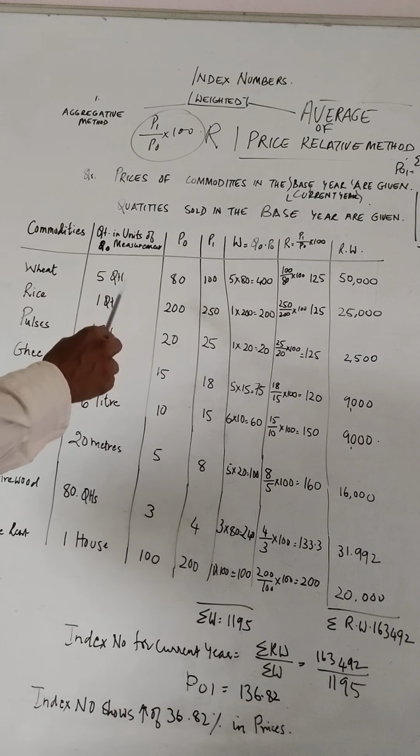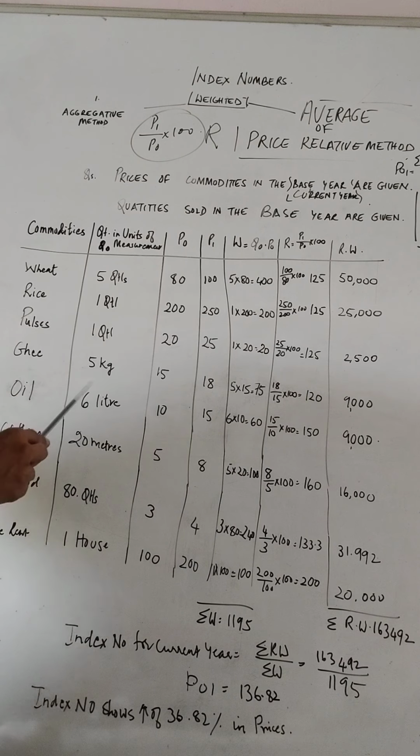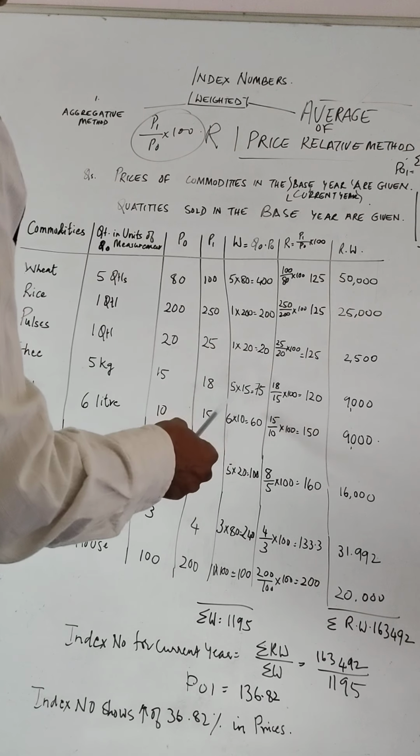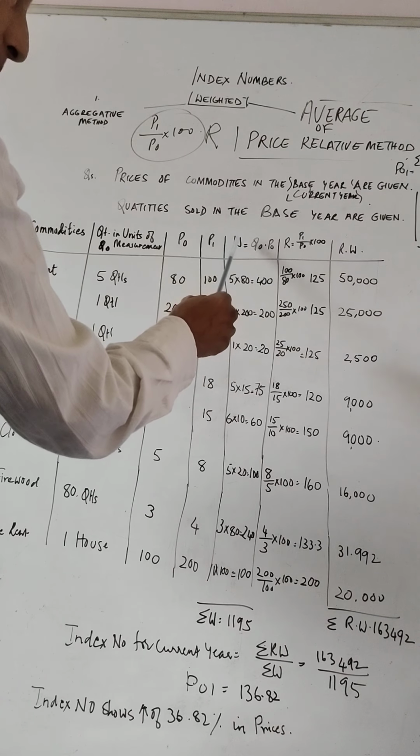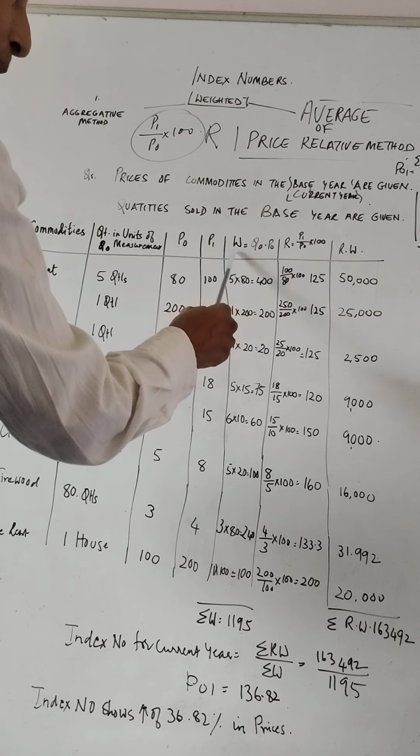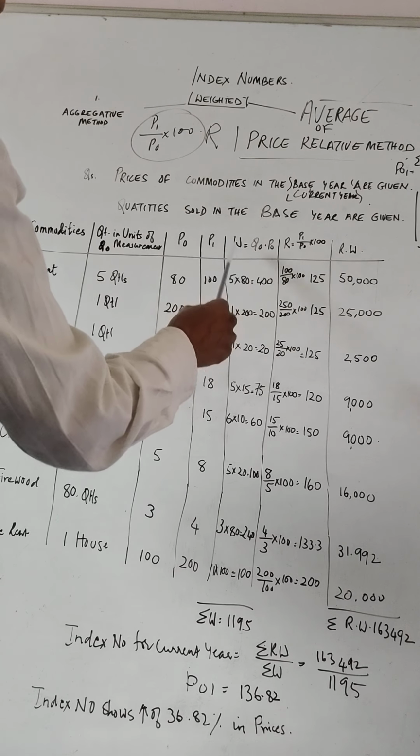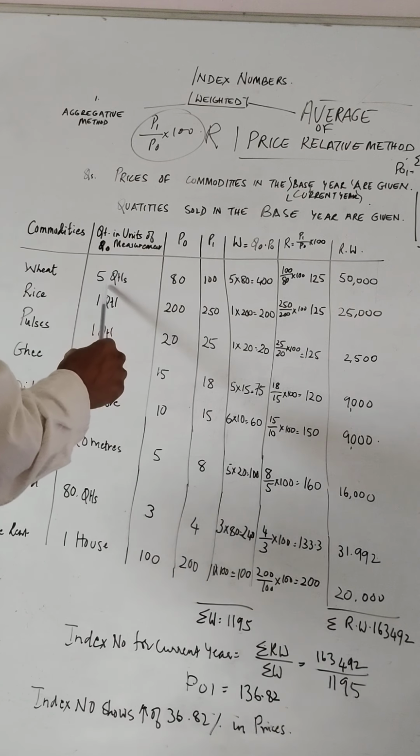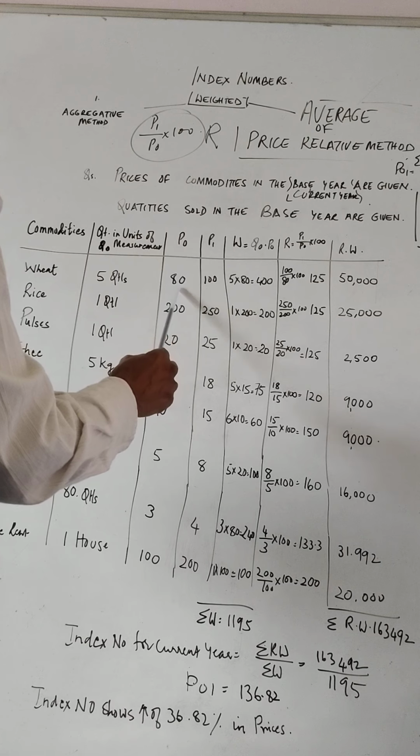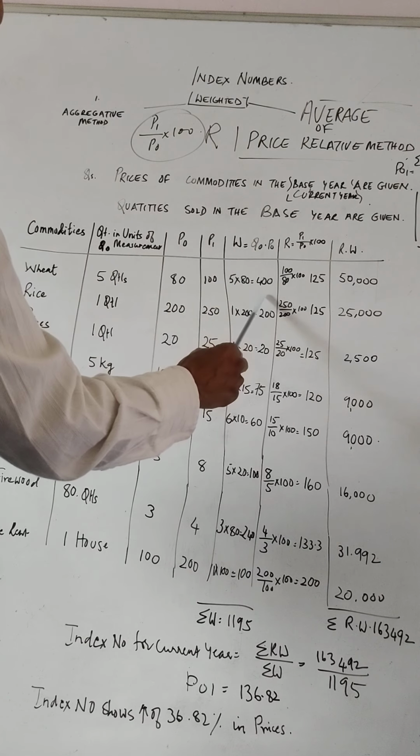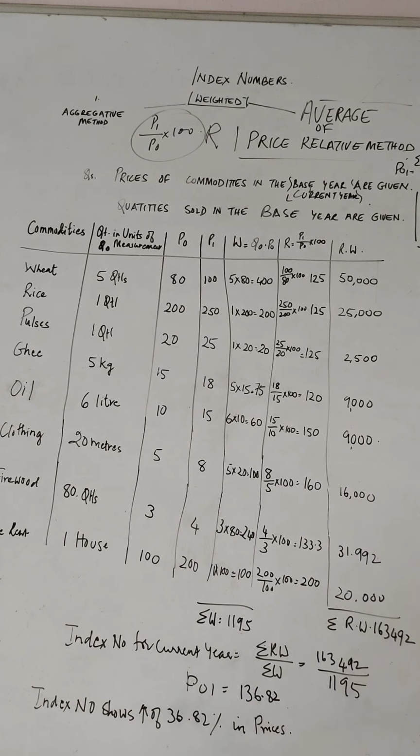In this, the weights are not given. When the weights are not given, what we do is convert them into values. How do we convert them into values? We ourselves will make the weights. We'll find out the importance of each of these. We take Q0, that is 5 quintals, into the base year price 80, and we will write down the weights, the value.